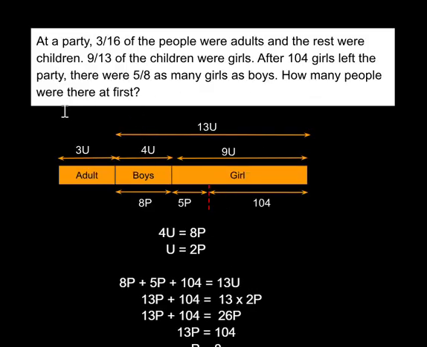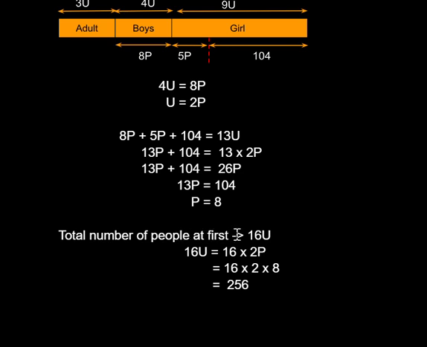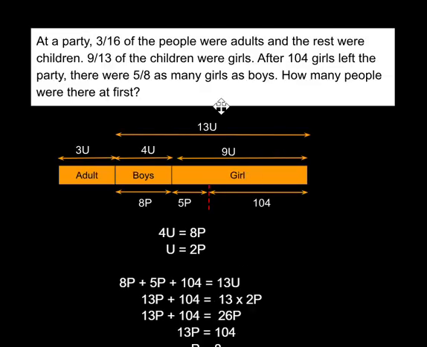The question asks how many people were there at first. So at first there are 3u plus 13u, so it's 16u of people. So 16u is equal to 16 times 2p, because each u is 2p. We know p is 8, so it's 16 times 2 times 8. That will give you 256. So the answer is, there were 256 people at first.